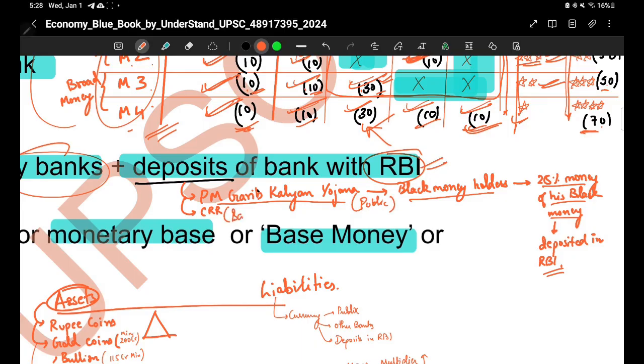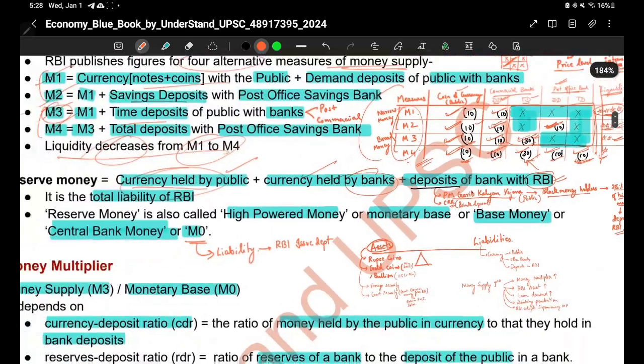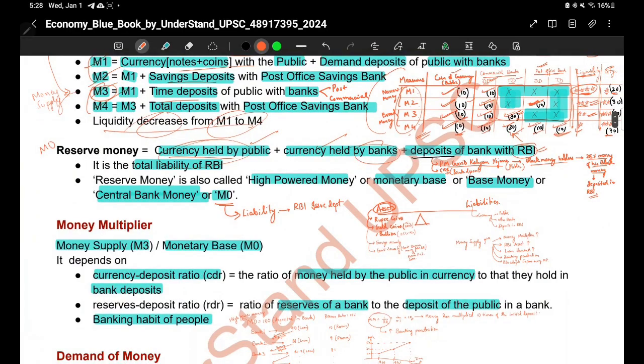Then CRR is bank deposits. CRR means cash reserve ratio. Banks are mandated to reserve certain part of their assets. Assets are which are loans, right? With the money which people have deposited, some part of it has to be deposited with the RBI. That is CRR. Yeah, so this is the sum of all this: currency held by public, currency held by bank, and deposits of bank with RBI. All this constitutes reserve money.